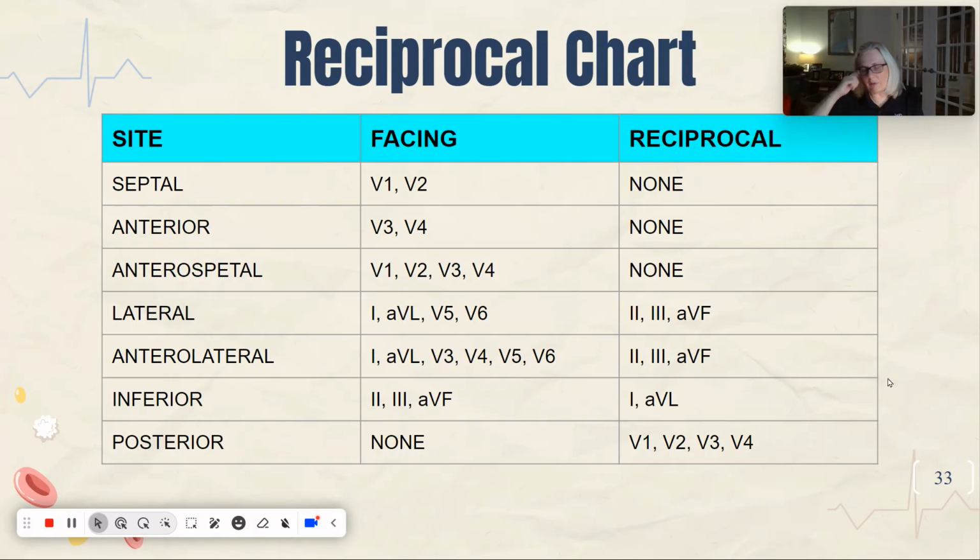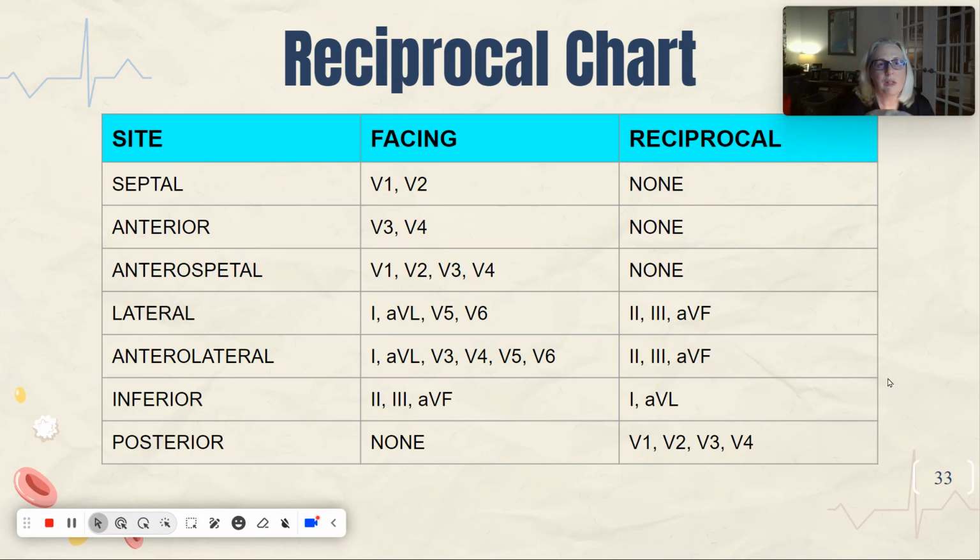All right, so let's do our reciprocal chart. When we're looking at our EKGs, right at the front of our heart, V1, V2, 3, and 4, anterior septal, around the septum, and the anterior septal, we don't have an opposite. The opposite would be the back of our heart, posterior. Do we put stickers on our back? Not typically, right? So the only way to confirm reciprocal would be if you had stickers on the back, which we're not going to do.